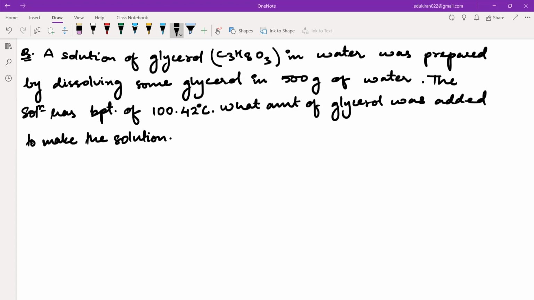Here you have been given Kb for water is equal to 0.52 Kelvin kg per mole.